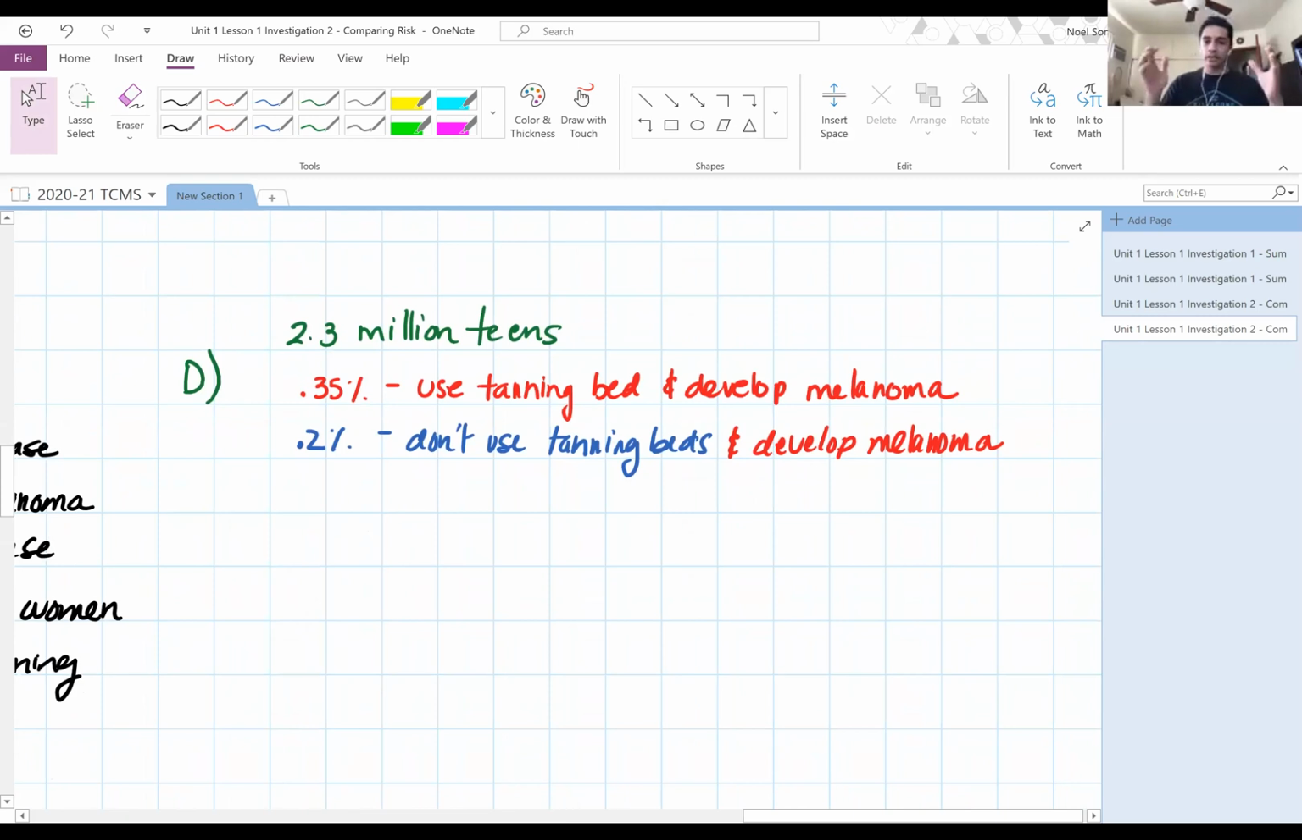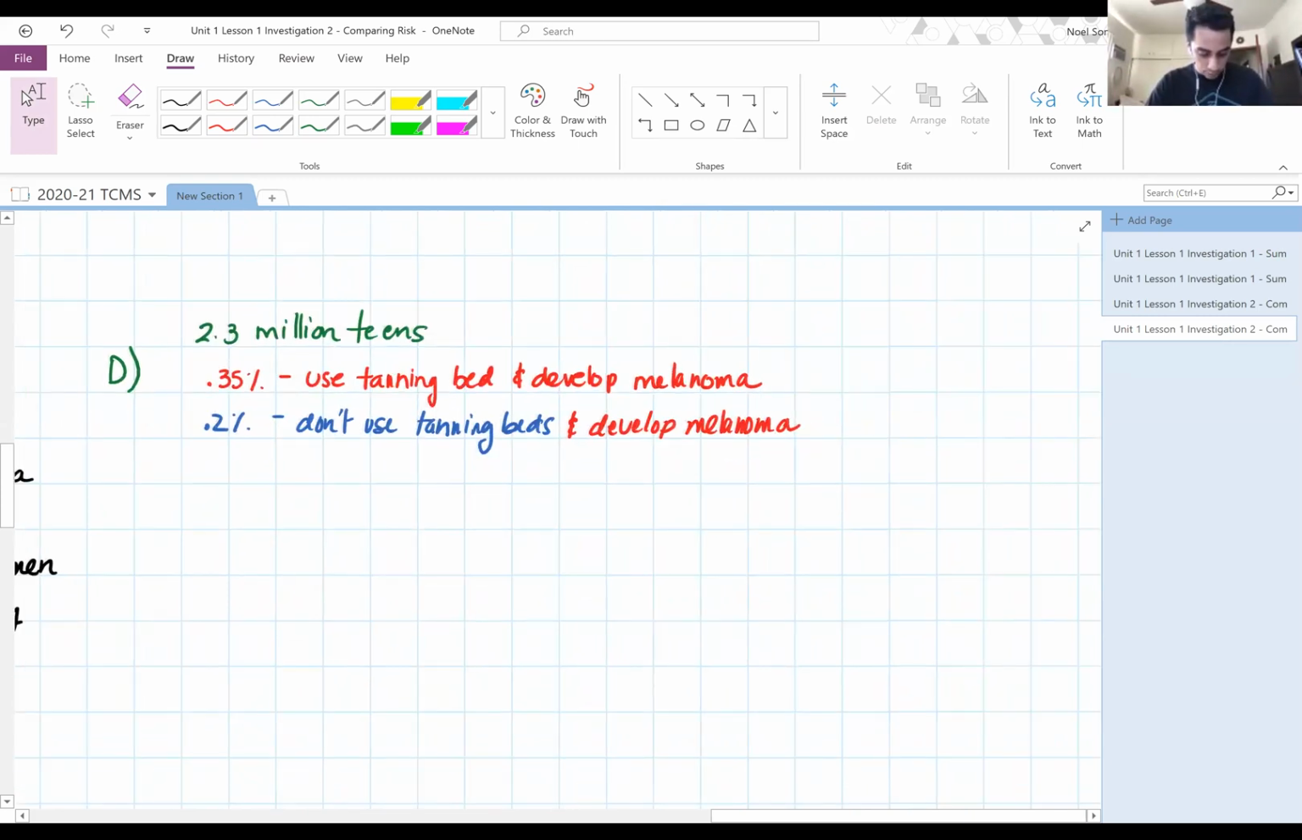So we're just considering these teens, all right? 0.35% of them use tanning beds and develop melanoma. Meanwhile, only 0.2% of them who don't use tanning beds still develop melanoma, right? So what we're seeing here is something similar to that previous question with smoking, where there were still some non-smokers who developed cancer, right? Not a lot of them, but there was still a percentage of them who did.